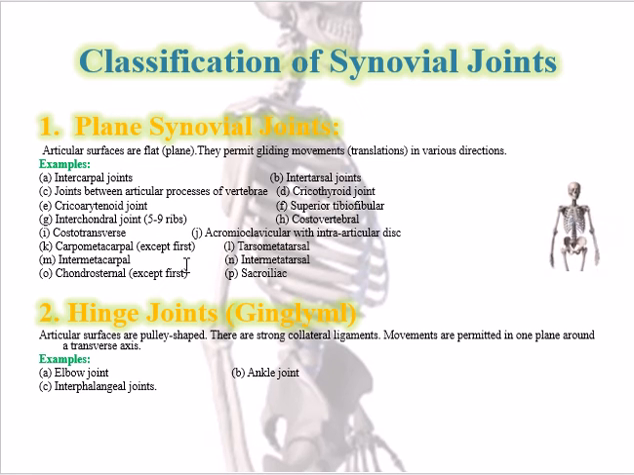Also includes carpometacarpal joint except first, tarsometatarsal, intermetacarpal, chondrosternal except first, and then sacroiliac joints. These are all plain synovial joints.